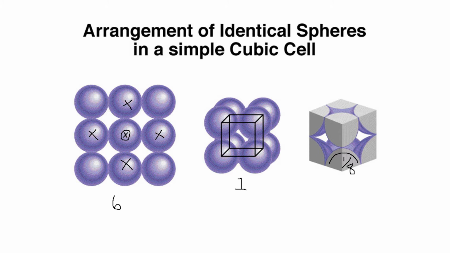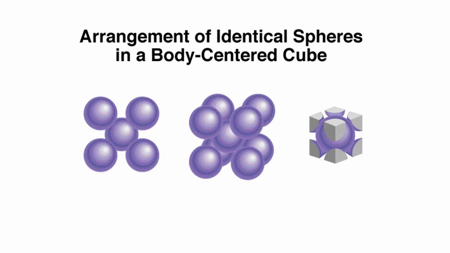We'll see coordination number increase with the increase in packing efficiency. Elements, or an element and a compound, an ionic compound, that utilize this simple cubic cell crystal structure are polonium, which is a radioactive element, and cesium chloride. And you should know the characteristics of these packing arrangements.